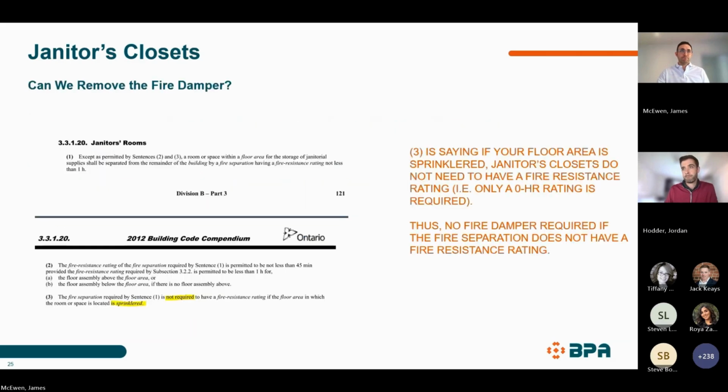Next slide. This one's probably a bit more well-known, but janitor's closets and fire dampers. If your floor area is sprinklered, you don't need to have a fire resistance rating, so it's 0 hours, so you don't need to have your fire damper. Next slide.